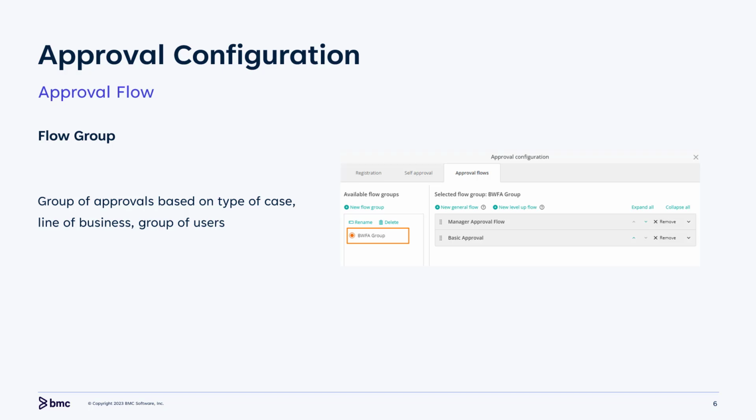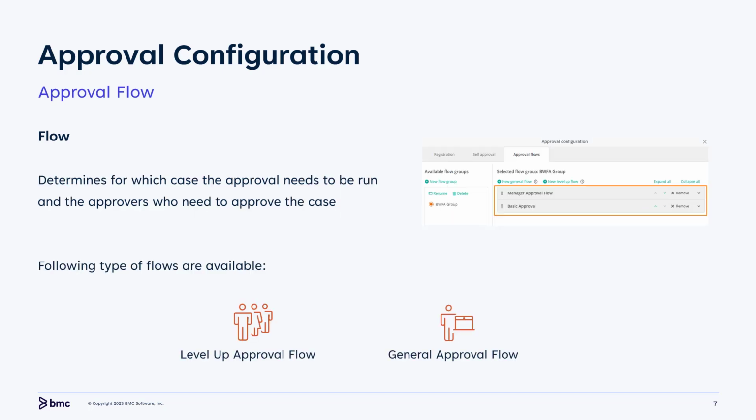A flow group is a logical grouping of approvals that might be based on the type of cases, line of business, and other criteria you might define. An administrator can also use a flow group to define an approval process that belongs to a specific group or create a chain of approvals. A flow will determine for which case the approval needs to be run and the approvers who need to approve the case. There are two types of flows that are available for you to use.